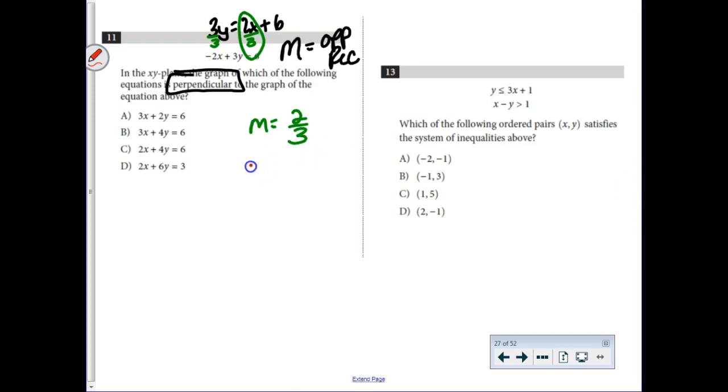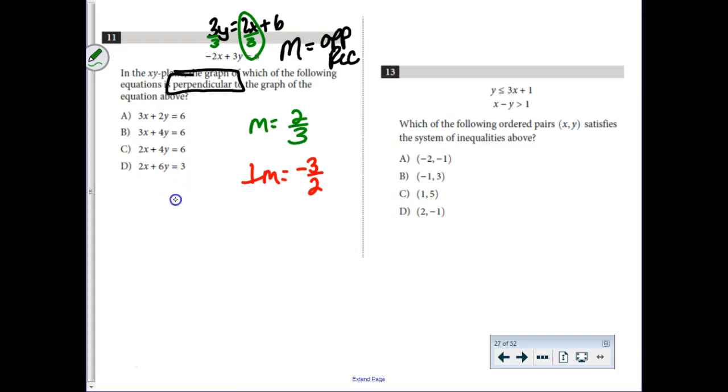But in order to be perpendicular to this, I'm looking for a slope of, and he's right, opposite reciprocal. What would that be? Opposite sign, flip the fraction, reciprocal. So I'm looking for a -3/2 slope. Now be careful, because none of these are in that nice slope-intercept form. So you either have to do a little mental rearranging, or you just have to be really aware of how you're moving terms around, or you could physically rearrange all of them.